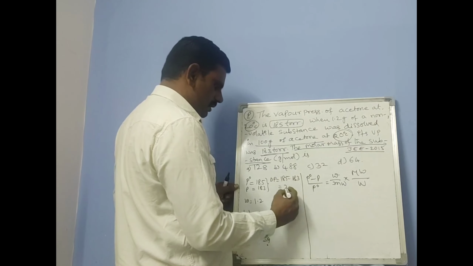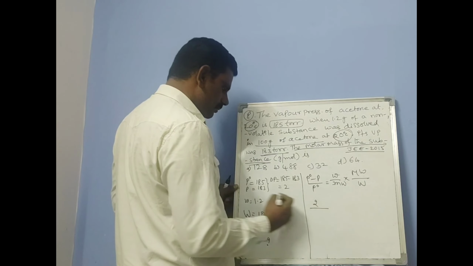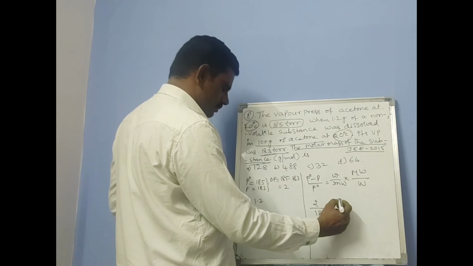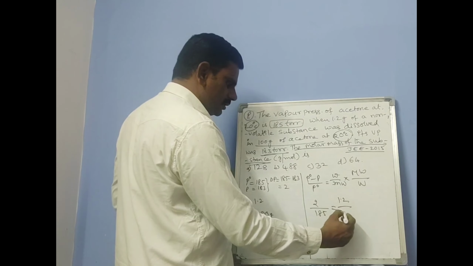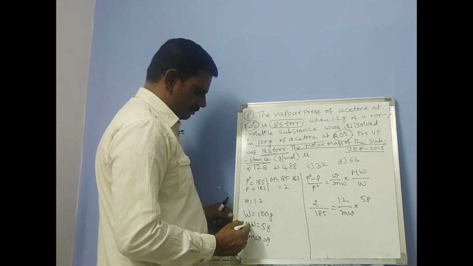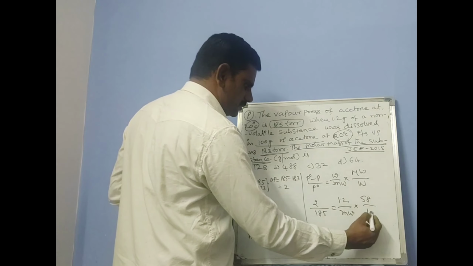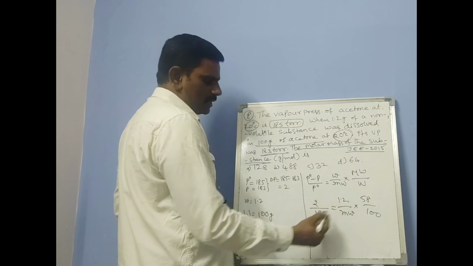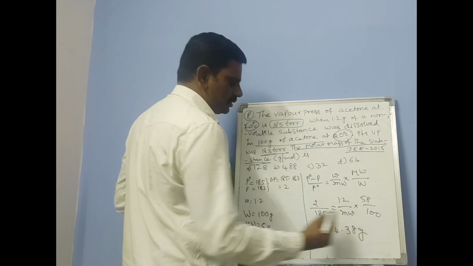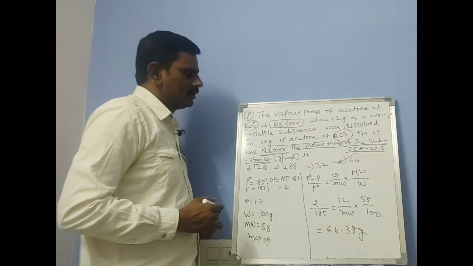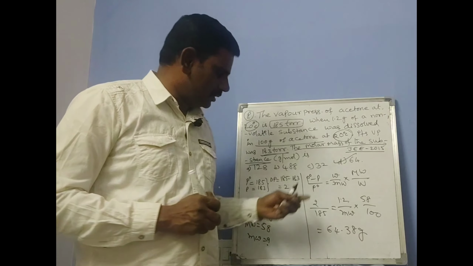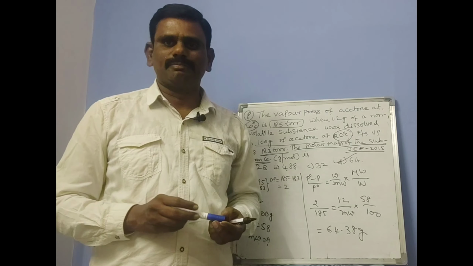Substitute all the values. Here delta P by P naught is 2 by 185, equals small w 1.2 by small mw into 58, the molecular weight of the solvent, divided by 100 grams. So when you calculate this, you get, I think, 64.38 grams. So the option is D. So this is the way to calculate the molecular weight of the non-volatile solute which is added.